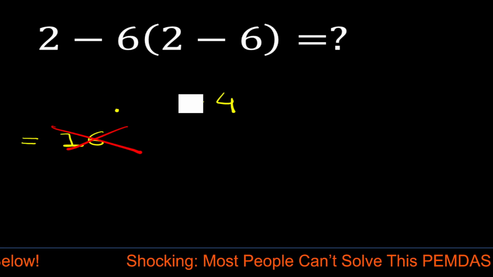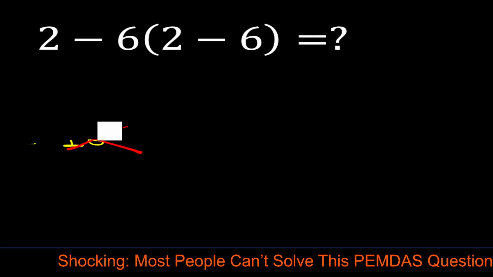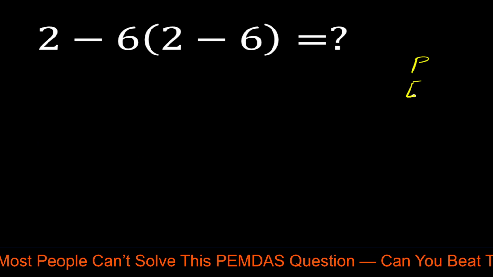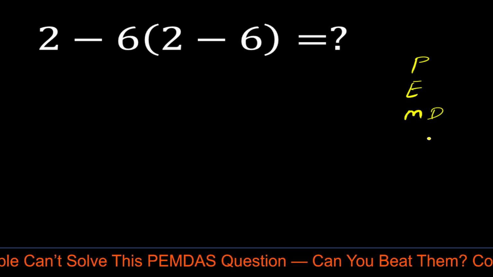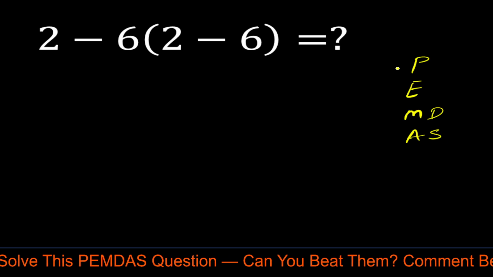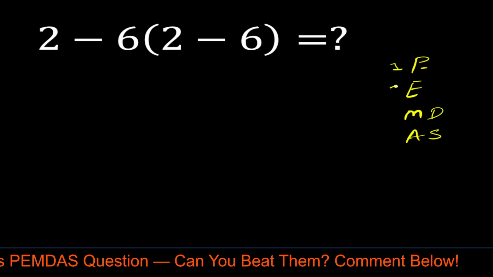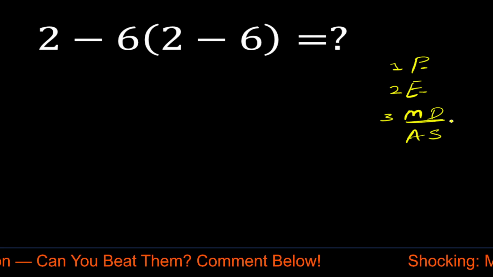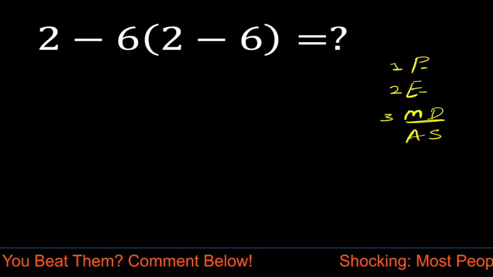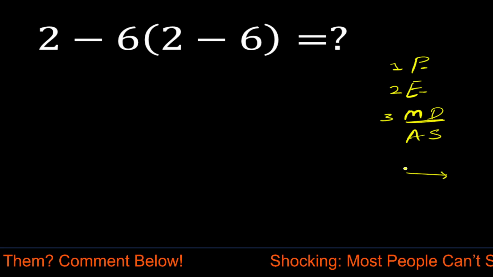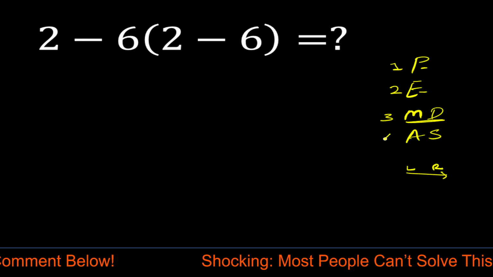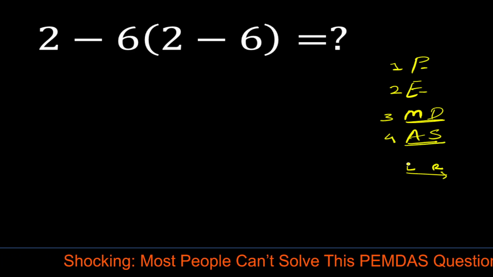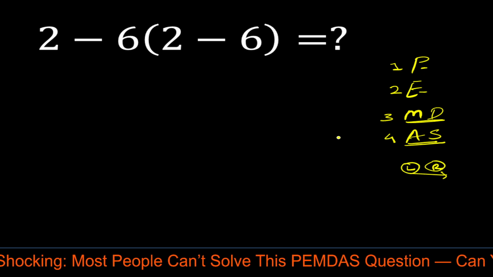So now let's solve this problem correctly by using the PEMDAS rule, right? So PEMDAS, P E M D A S. According to PEMDAS, first priority is parentheses, then second priority is exponents, then third priority is multiplication and division. Here multiplication and division both have equal priority, so we have to solve it from left to right. And fourth and last priority is addition and subtraction. Also both have equal priority, so we have to solve it from left to right.